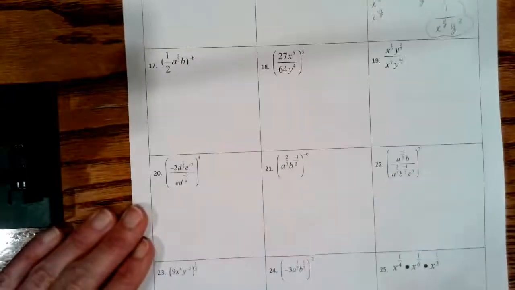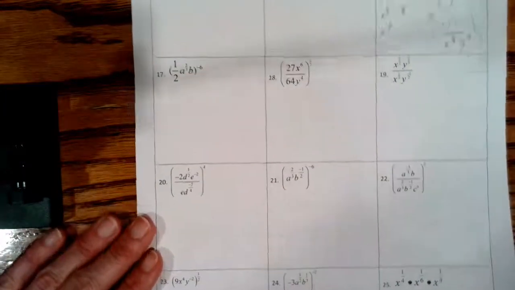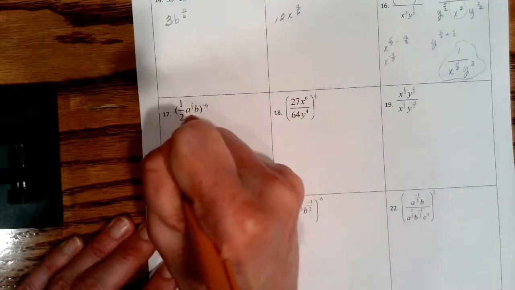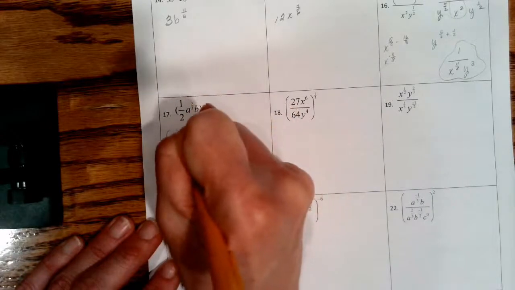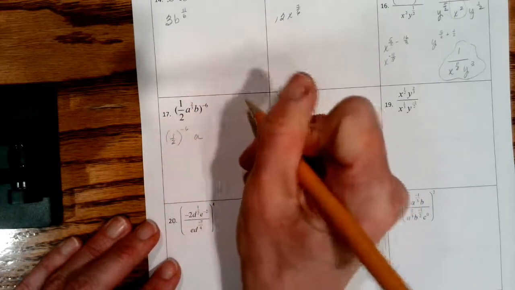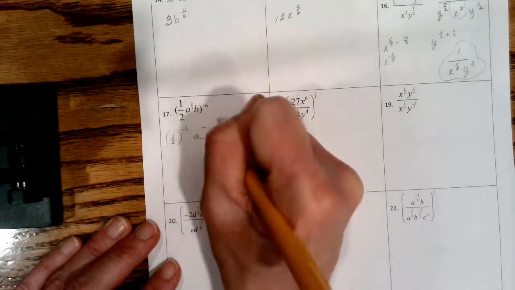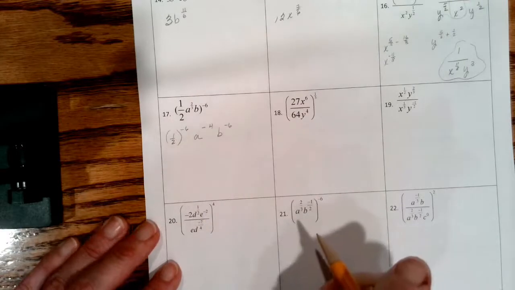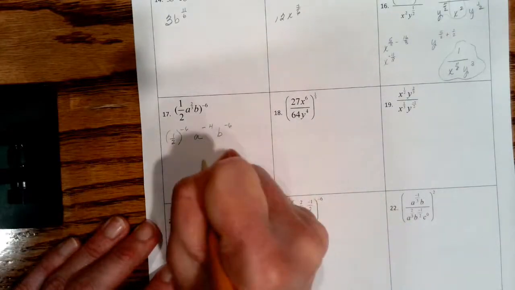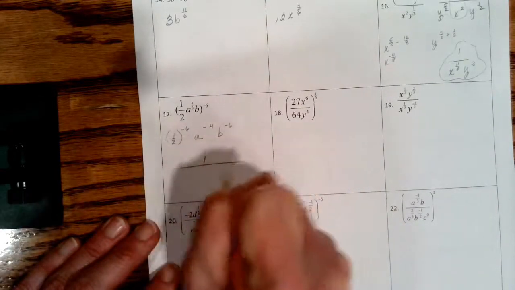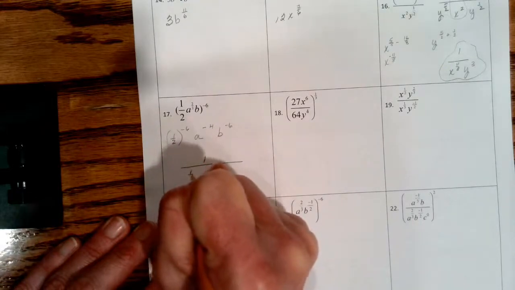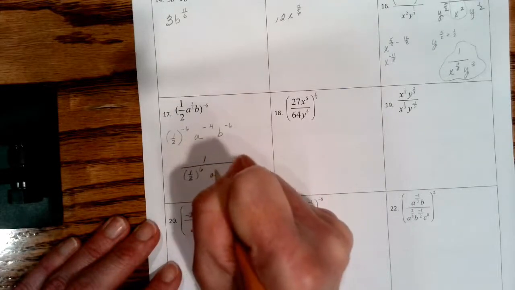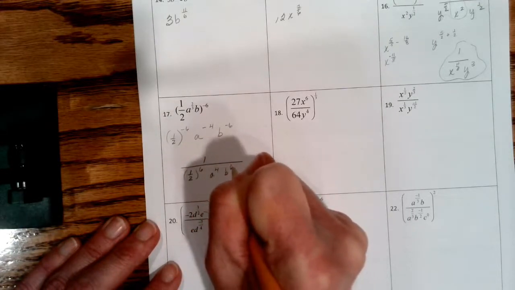All right, let's take a look at this next one. If I have the power of the negative 6, that means that I have 1/2 to the negative 6th power, a to the negative 12/3, which is 4th power, and b to the negative 6th power. So guess what? They all move to the denominator. So 1/2 to the 6th power, a to the 4th, b to the 6th.